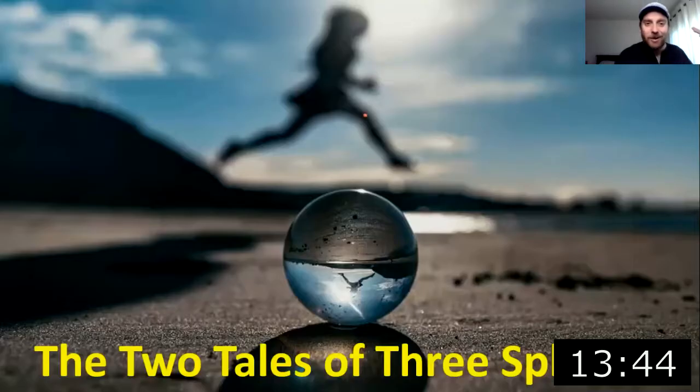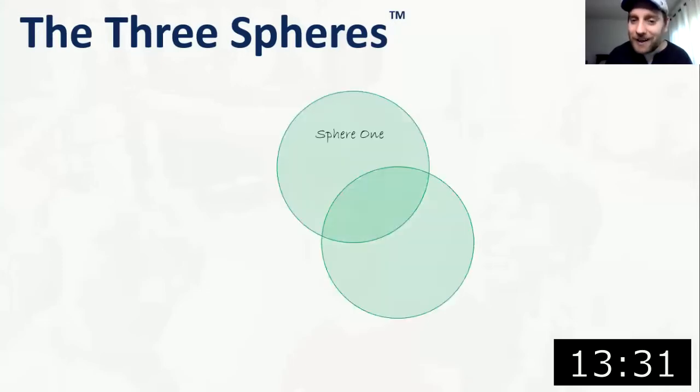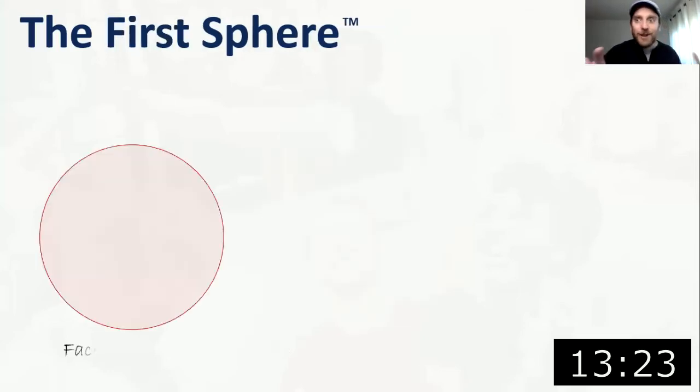So let's have some fun here. I hope you're looking forward to 2021, and hopefully it's going to be a year with a lot less stress than 2020. So the two tales, three spheres here. Let's have a look at them. Clearly there is sphere 1, sphere 2, and sphere 3. And we're going to talk about each one of these, 1, 2, and 3. So let's jump into the first sphere. It's going to take about 10 minutes, this video.